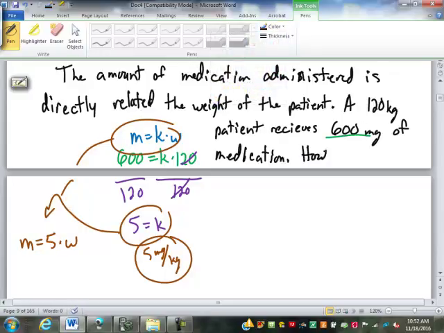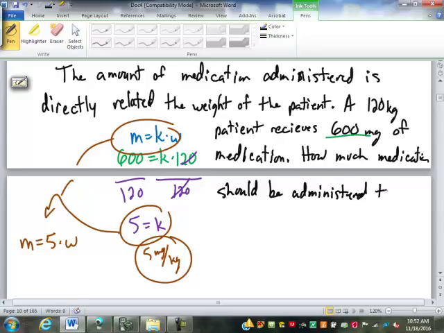So then the next part is how much medication should be administered to an 80 kilogram patient.